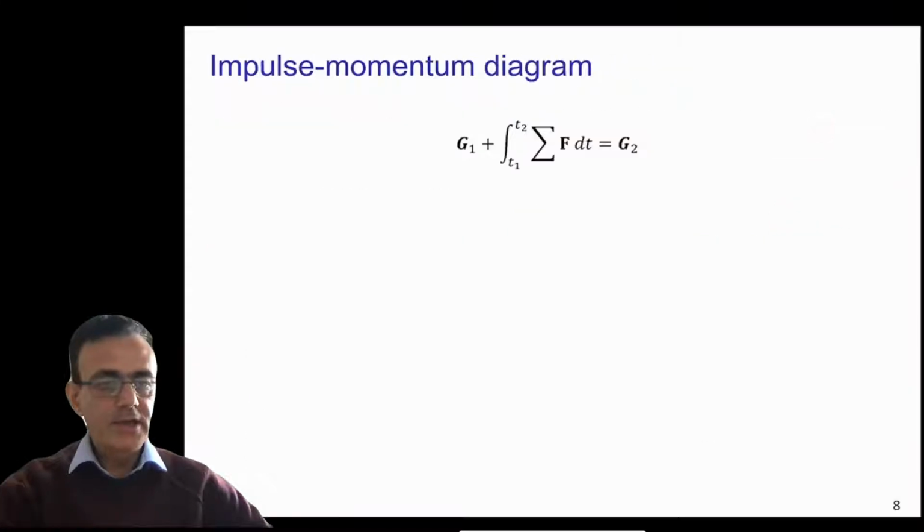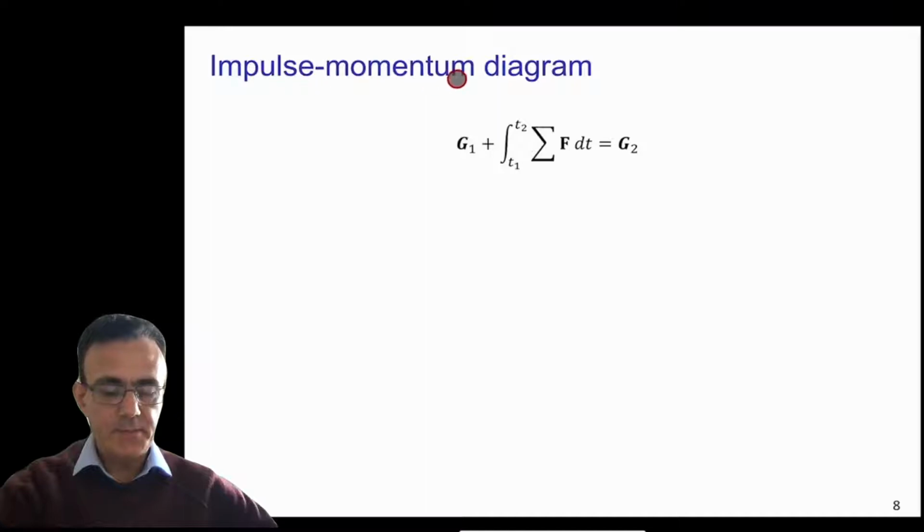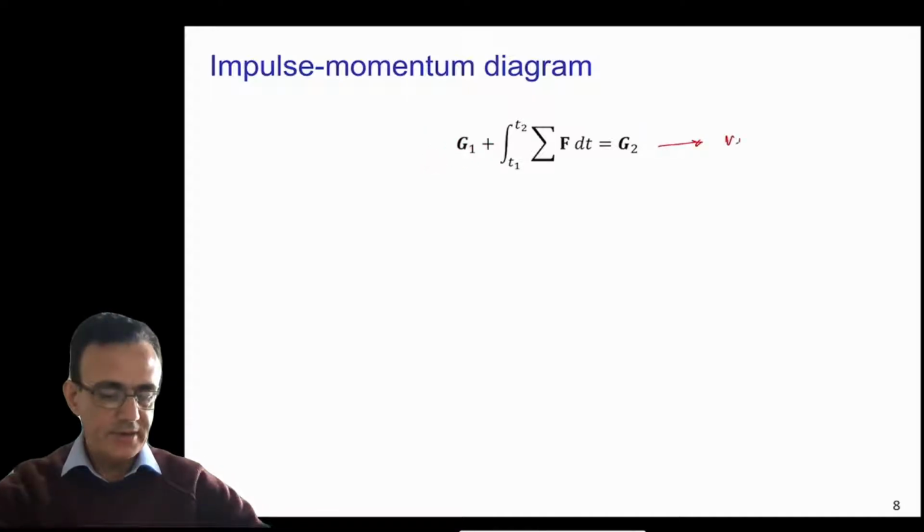Okay, so next we will discuss the impulse momentum diagram, which is nothing but just the graphical representation of the impulse momentum principle. So we know that this is the impulse momentum principle, that G1 plus the integral from t1 to t2 of the summation of all the forces dt equals G2. So this means that the initial momentum plus impulse equals the final linear momentum of the body. And again, we know that this is a vector equation, which is really very important.